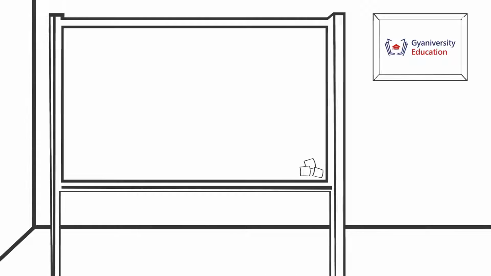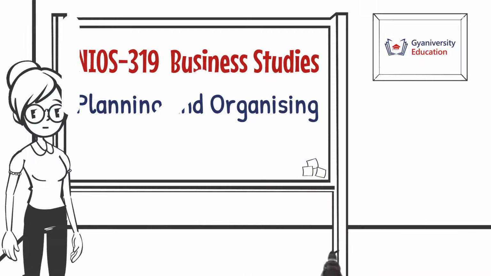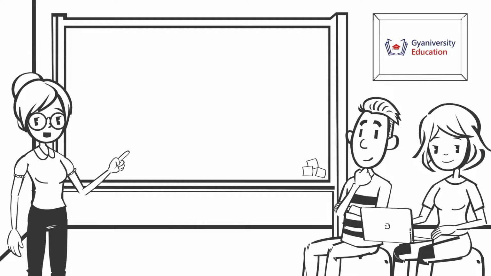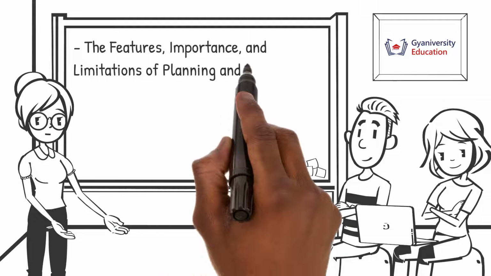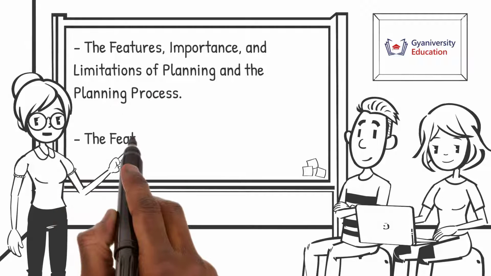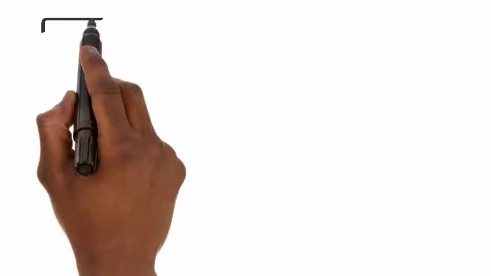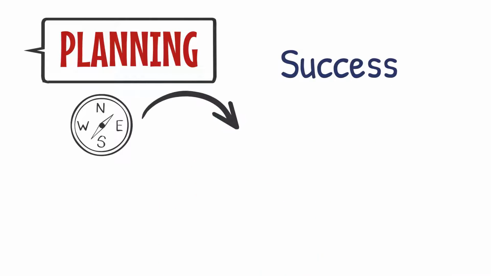Welcome to the NIOS 319 Business Studies lesson on Planning and Organizing. By the end of the video, you will learn about the features, importance, and limitations of planning and the planning process. You will also learn about the features, importance, and process of organizing. Let's start with planning, the compass that guides us to success.